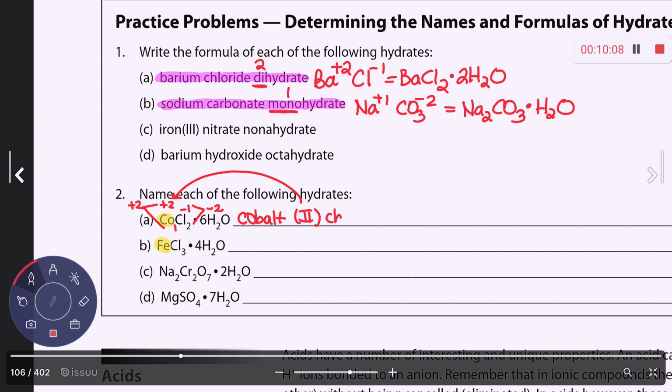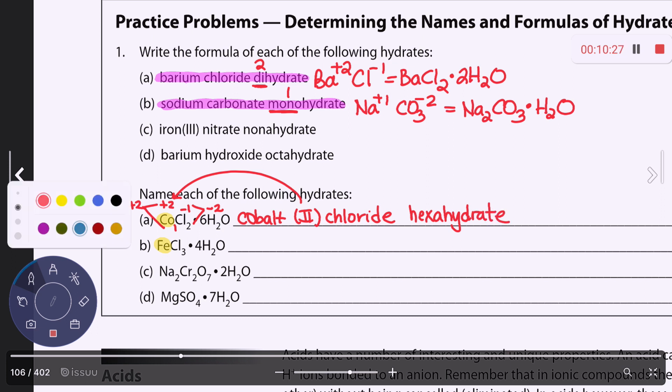And then chloride is attached. And then I have 6 waters. The Greek prefix for 6 is hexa. So this would be hexahydrate. Okay, and if this was something that you were putting into Canvas, I just want to emphasize the fact that it would be cobalt with the space, the parenthesis, 2 capital I's, close the parenthesis, space, chloride, space, hexahydrate is one word. Okay, and capitalizations don't matter.